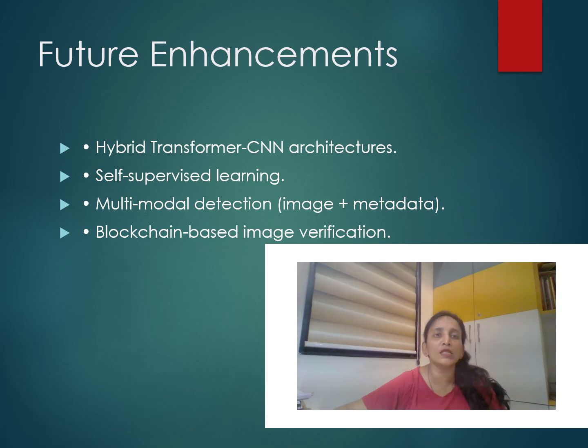So the future enhancements: you can go for hybrid architectures, that is, combining CNNs and transformers. Then self-supervised learning, that is, training models without labeled data. Then comes multimodal detection, that is, using image content plus metadata or sensor noise. And then comes blockchain verification, that is, tracking the origin and authenticity of images. These approaches aim to make forgery detection faster, more reliable, and adaptable to new manipulation methods.